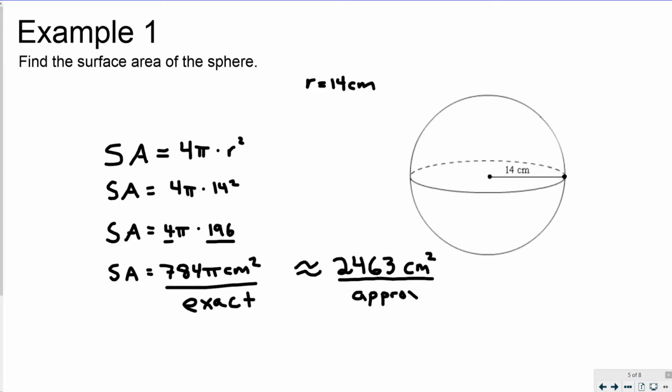If a problem doesn't tell you which one to take, you can give either answer. If it tells you to give a specific one, like find the approximate surface area or find the exact surface area, then you need to give that corresponding one. Okay, so let's move on.